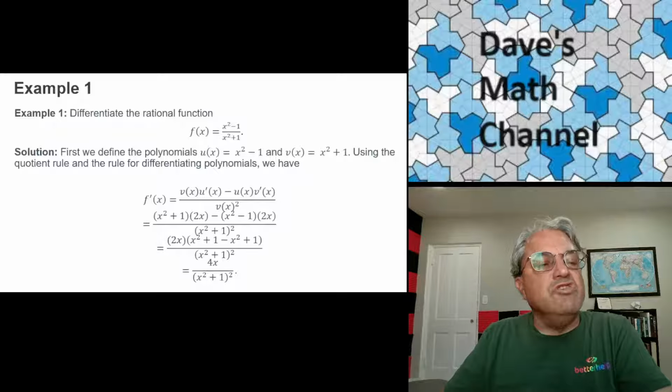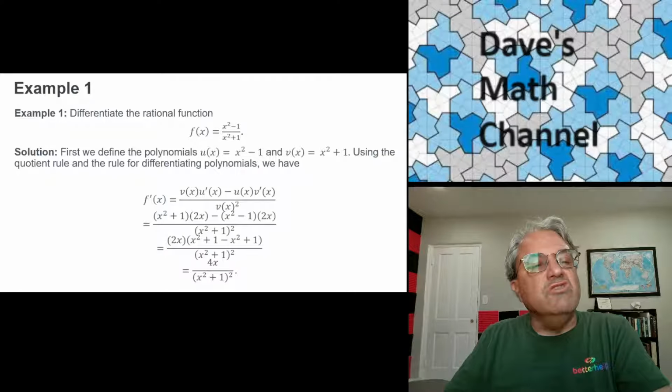Now we just plug everything in. And so v of x is x squared plus 1. u prime of x, that's the derivative of x squared minus 1, that's 2x. And now we subtract the product u of x, that's x squared minus 1, times the derivative of v of x, which is again 2x. So that's what we have in the numerator. And we divide the whole thing by v of x squared, which is x squared plus 1 quantity squared.